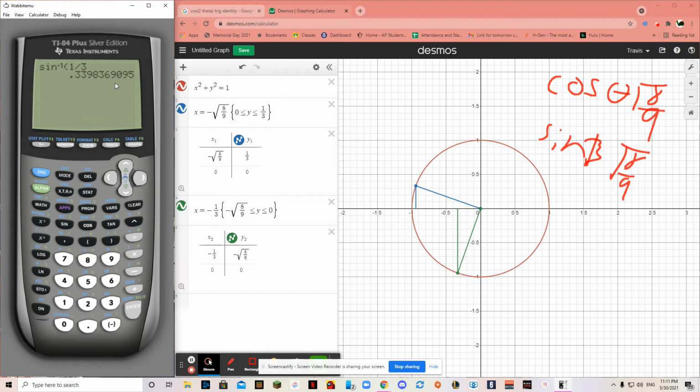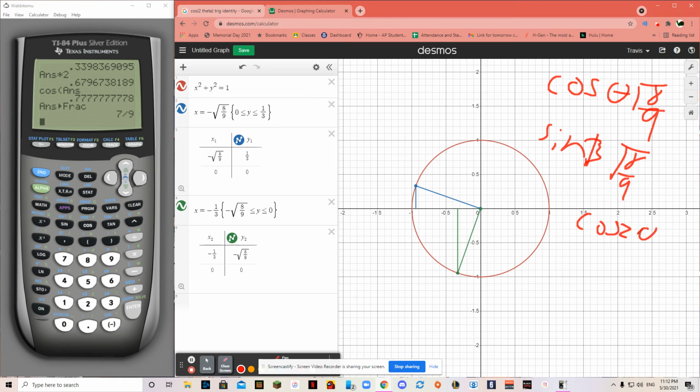What we have to do now is multiply by 2 because the point of this is to find cosine 2 theta. So times 2 is that long decimal, and put that into a cosine function, and we have 0.7777. It's infinite. In fraction form, we have 7 over 9. So cosine 2 theta is equal to 7 over 9.